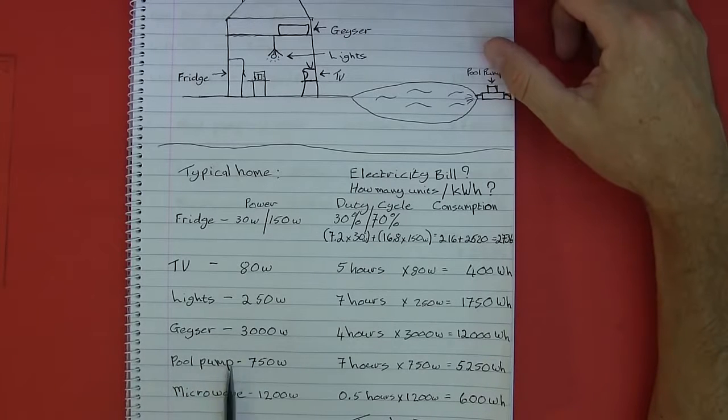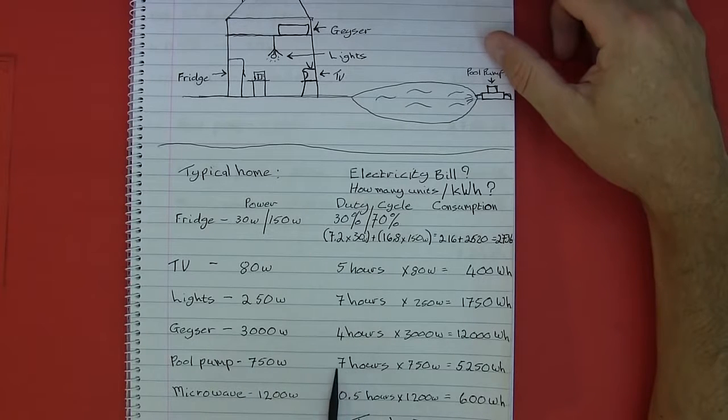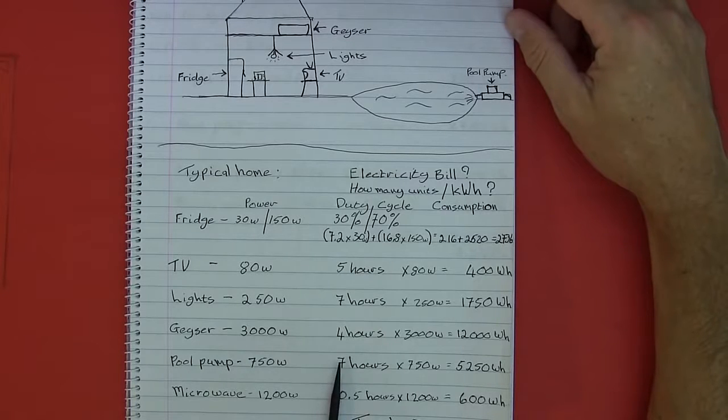A pool pump. A typical pool pump for an average size pool, perhaps a smaller size pool, is about 750 watts. In summer, it could easily be running for 7 hours a day to do filtration and clean the pool if you've got a pool cleaner. So 7 hours times that 750 watts, that's 5,250 watt hours.